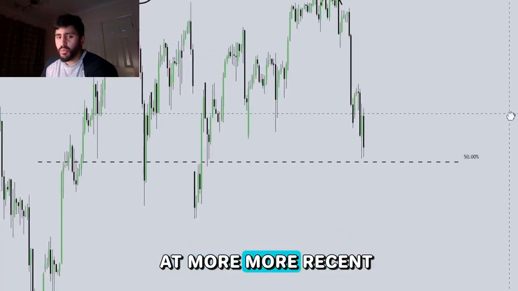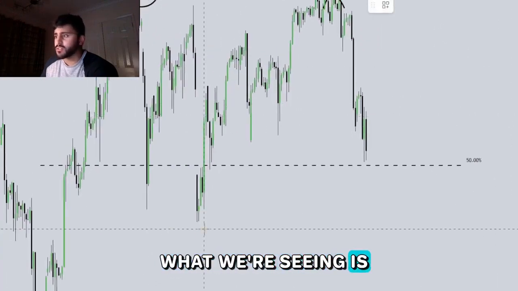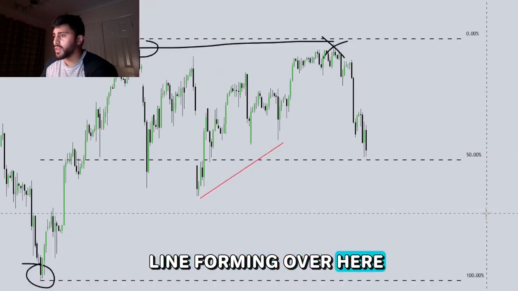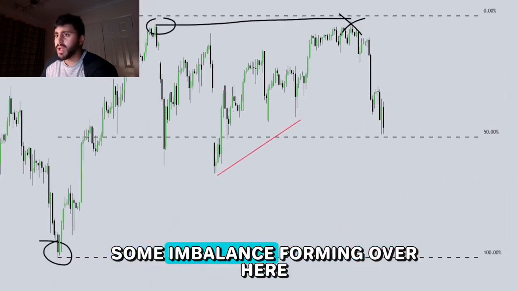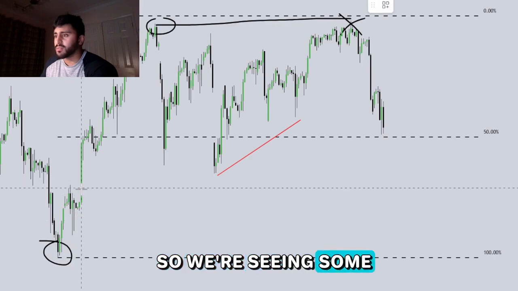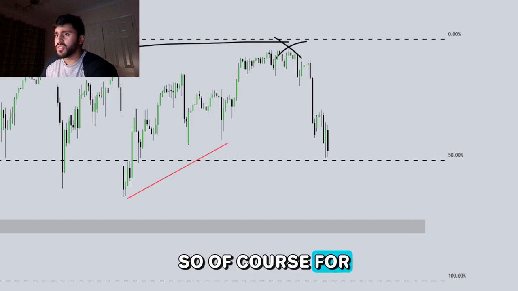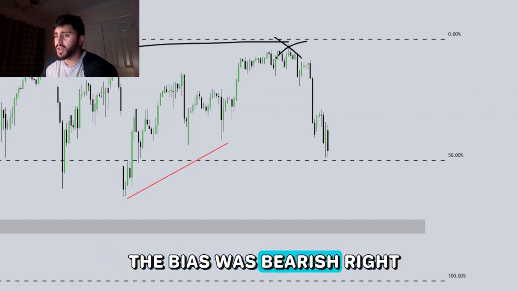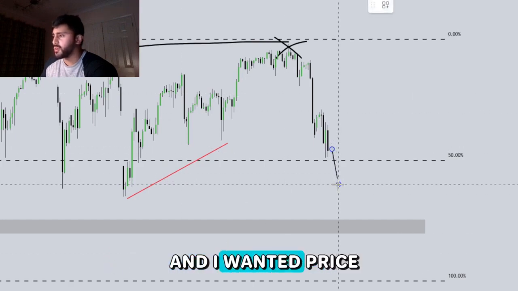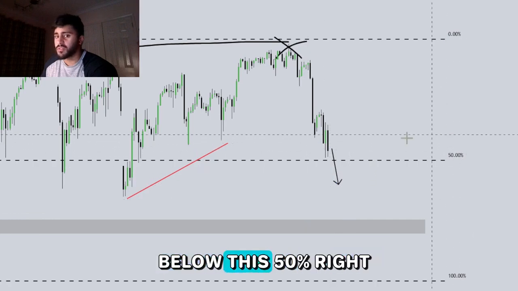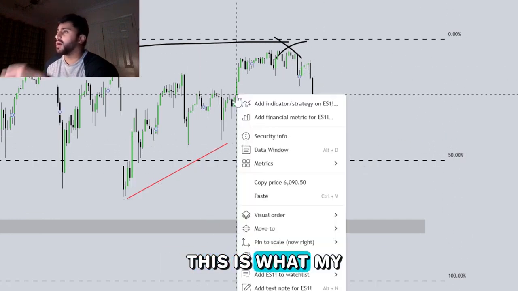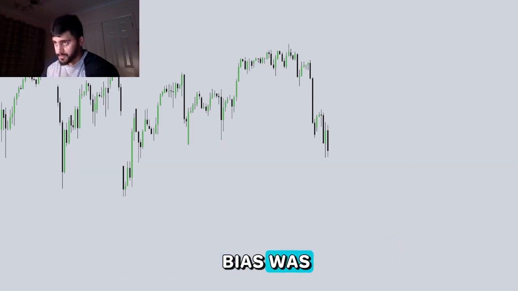Now, when we look at more recent price action, we're seeing this trend line forming over here, and we're also seeing some imbalance forming over here. So we're seeing some kind of a fair value gap resting in this region, right? For this particular day on Monday, the bias was bearish, right? So I had a bearish bias and I wanted price to come into this area below this 50%. This is what my overall higher time frame bias was.